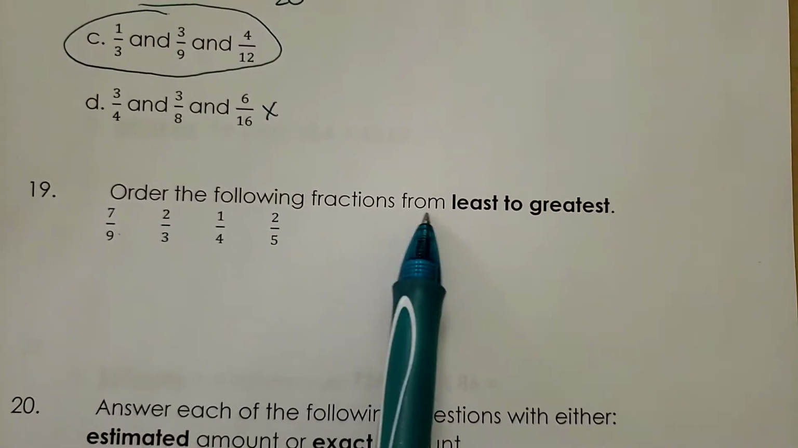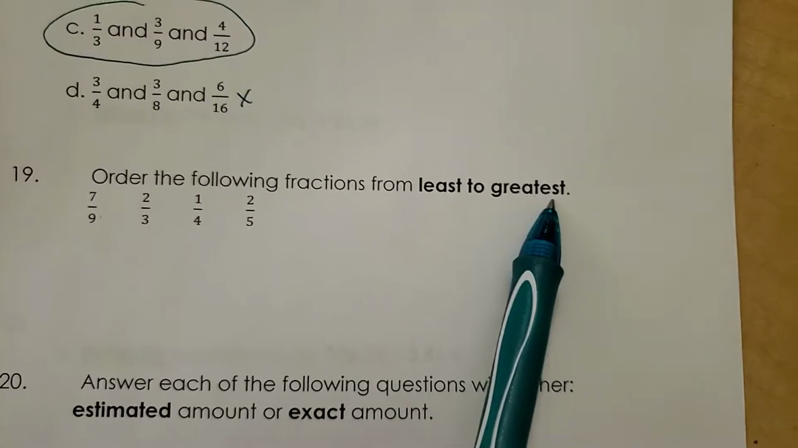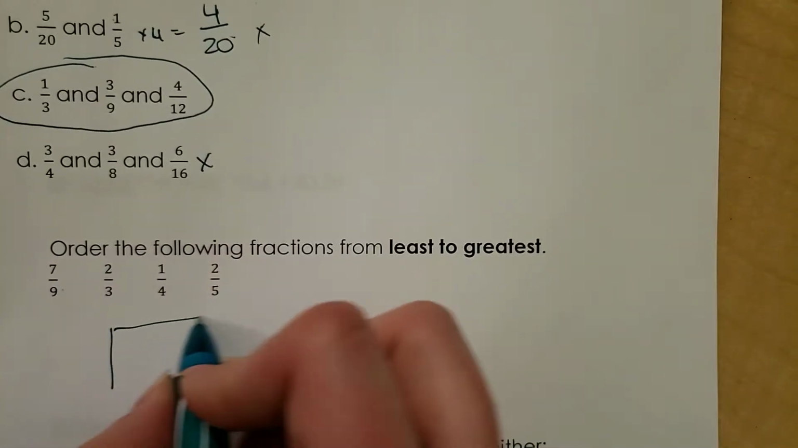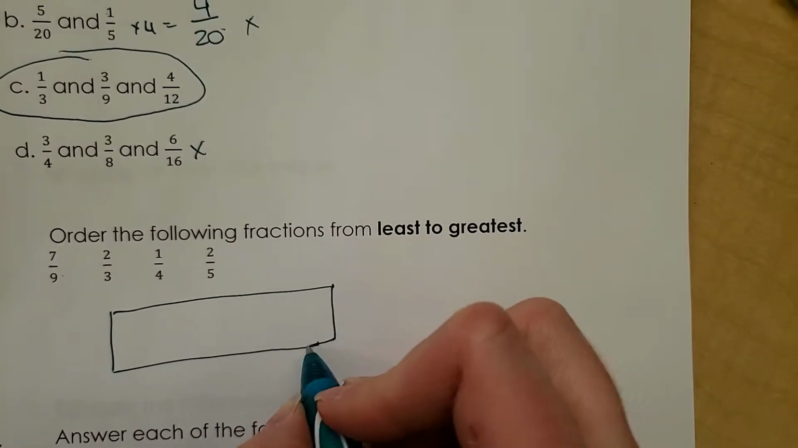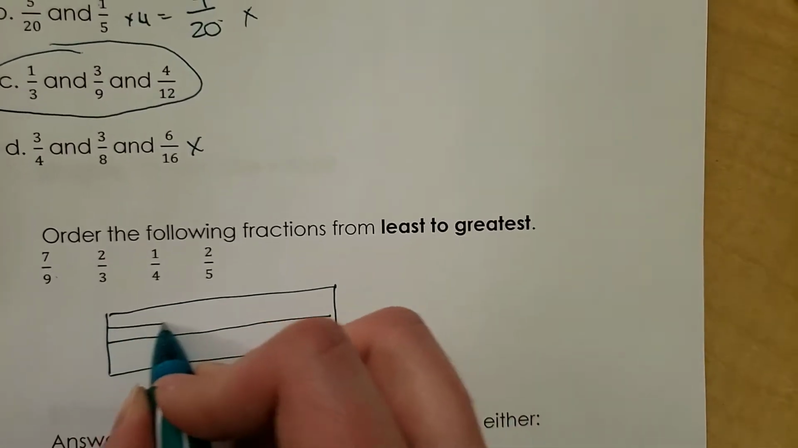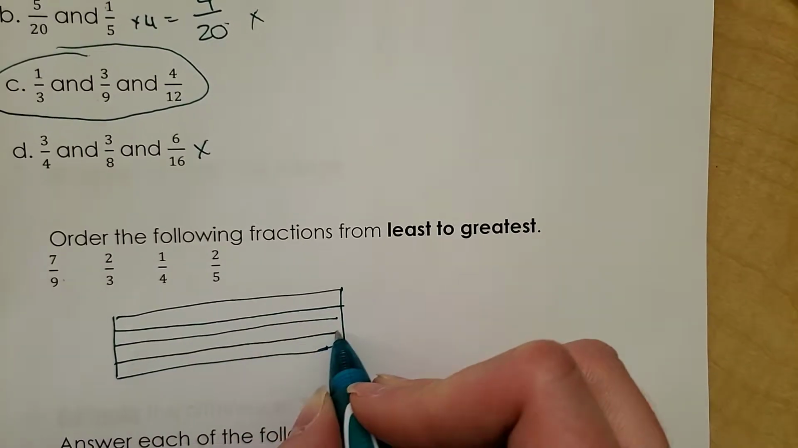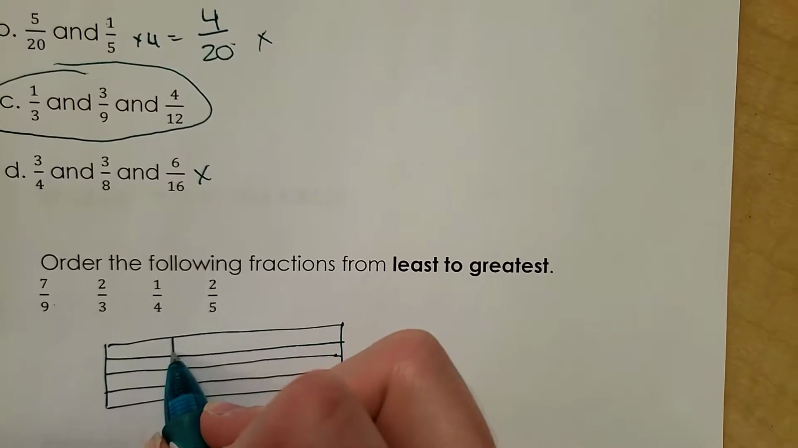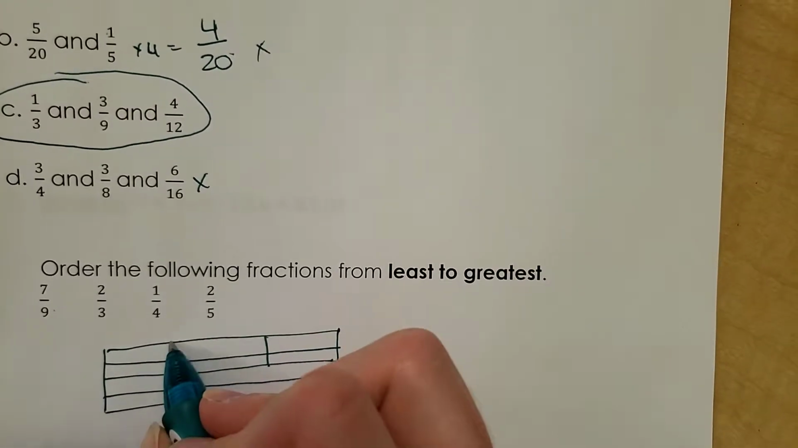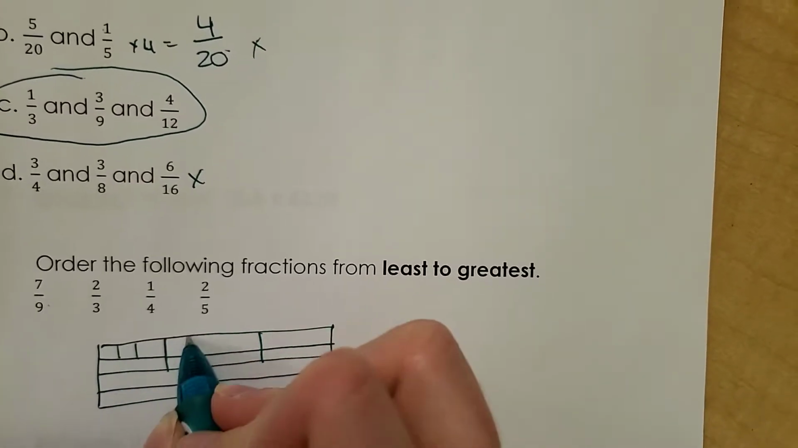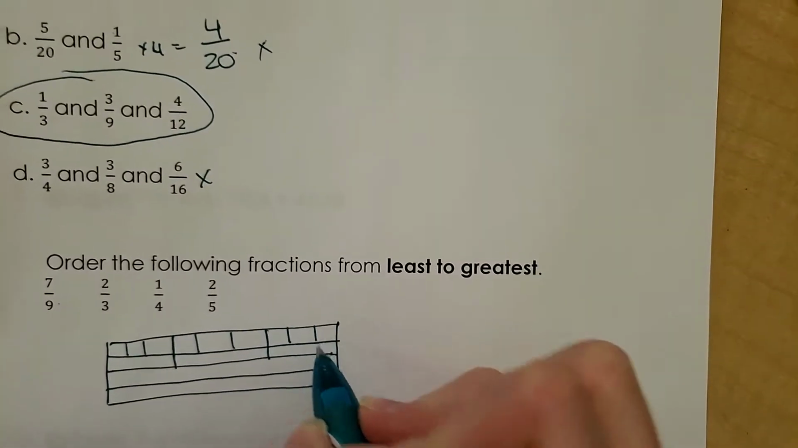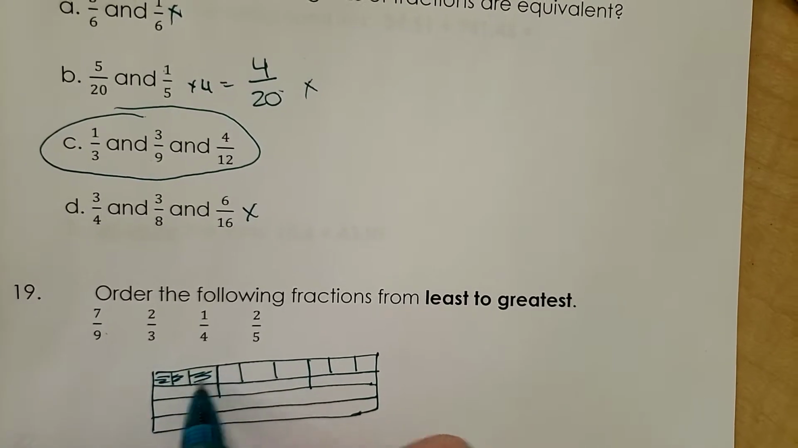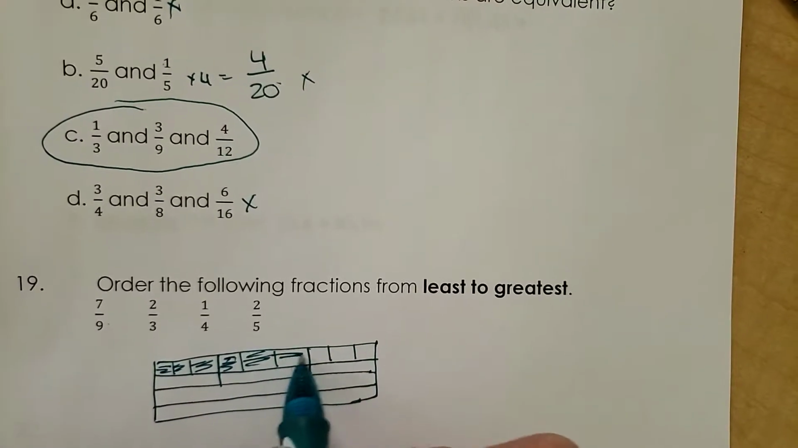19, order the following fractions from least to greatest. So this one again, actually the easiest way to do this would be to make 4 fraction strips that are exactly the same length. Don't use the circles because they're super confusing and hard to do. So this one has to be broken into 9. First I'm going to go, and you want to make the pieces as close to the same as each other as you can. So this has 9, and then 1, 2, 3, 4, 5, 6, 7.